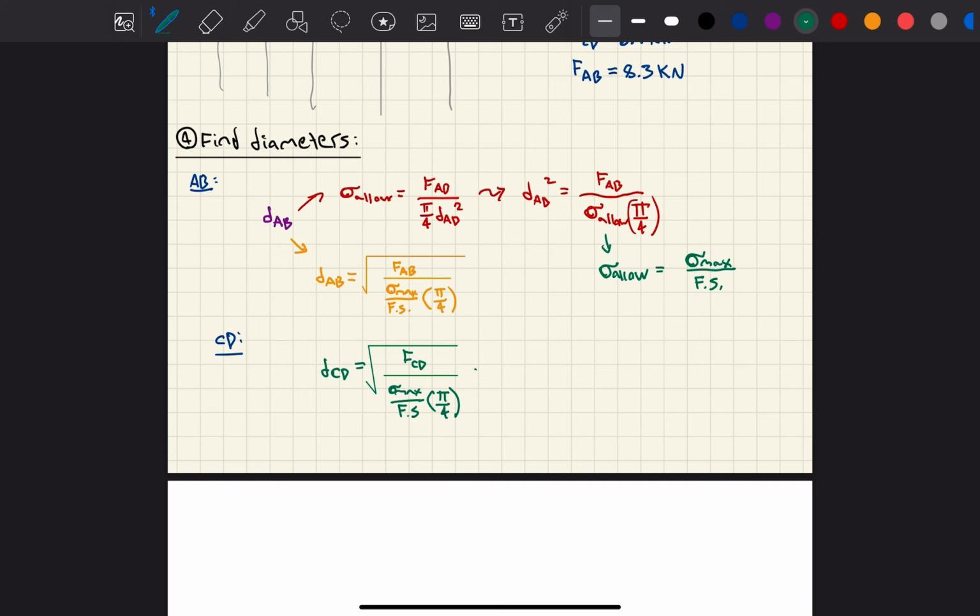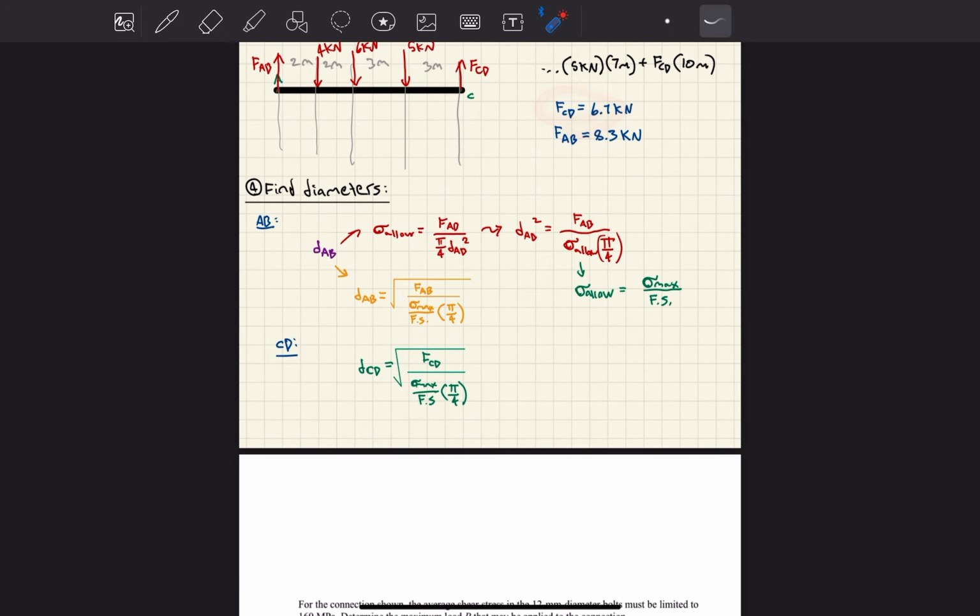So for CD, you're going to get your diameter. You're going to plug in the numbers. Again, you have FCD. You found it over here. You have sigma max. The question gives it to you. Factor of safety, you have it. The question gives it to you. Pi over 4 is a number. You're going to get that this diameter is equal to 5.41 millimeters. You're going to get that this diameter is equal to 6.02 millimeters.